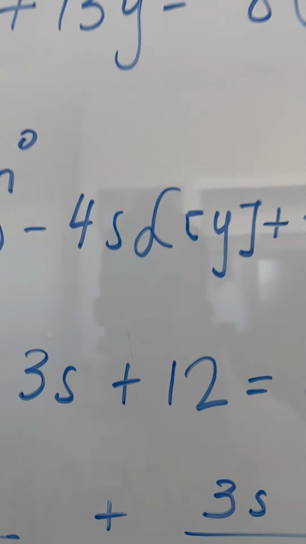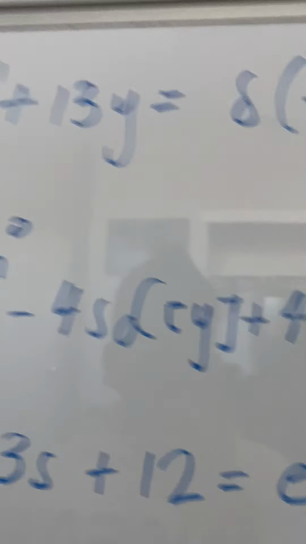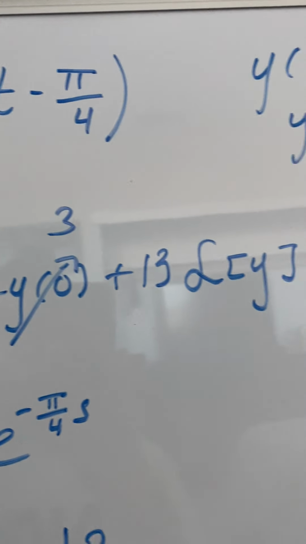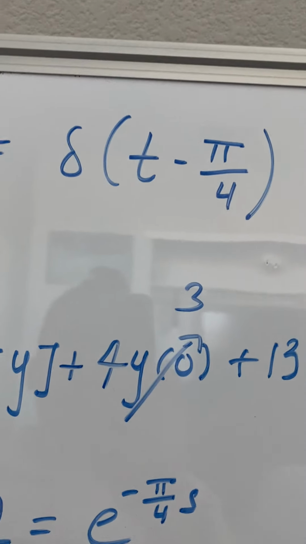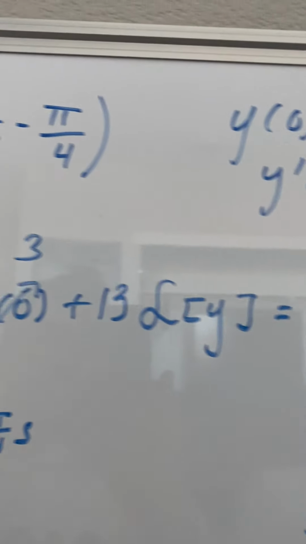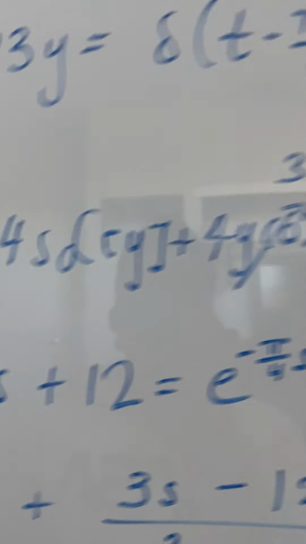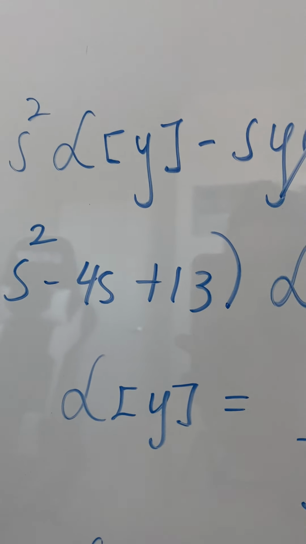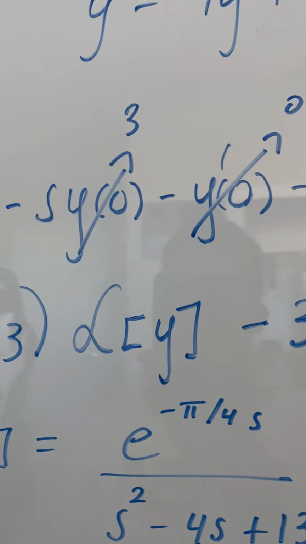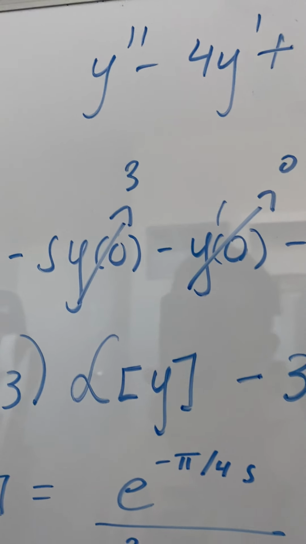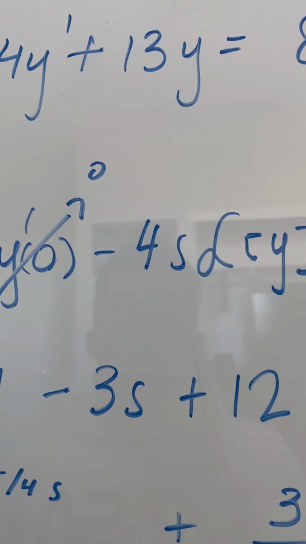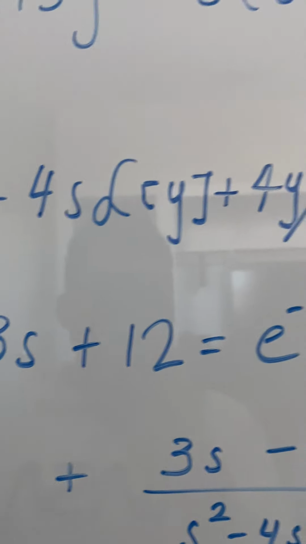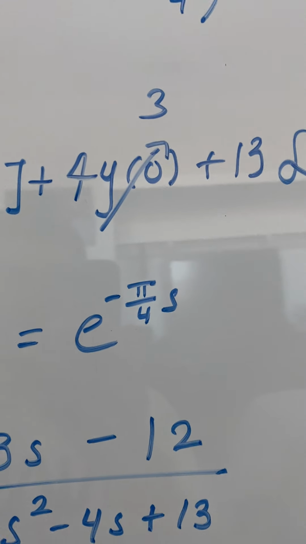y prime of 0 minus 4s Laplace of y plus 4y of 0 plus 13 Laplace of y is equal to, and taking the Laplace of that just turns into e to the negative pi over 4 s. And then combining all the terms in front of the Laplace of y, you get s squared minus 4s plus 13 Laplace of y minus, since our y of 0 was 3, you get minus 3s plus 4 times 3, which is 12. So minus 3s plus 12 is equal to e to the negative pi over 4 s.